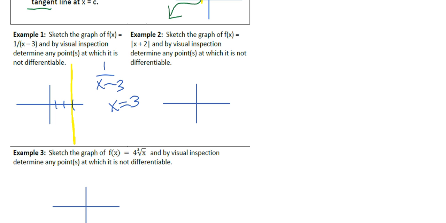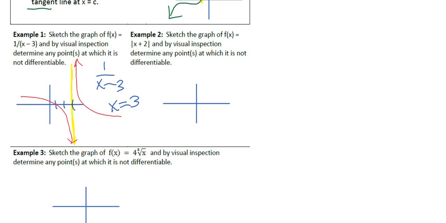When you look at this graph, as you approach it from the left, this thing goes down to negative infinity. And as you approach it on the right-hand side, it approaches positive infinity. So it's not differentiable at 3 because it's not continuous right there.